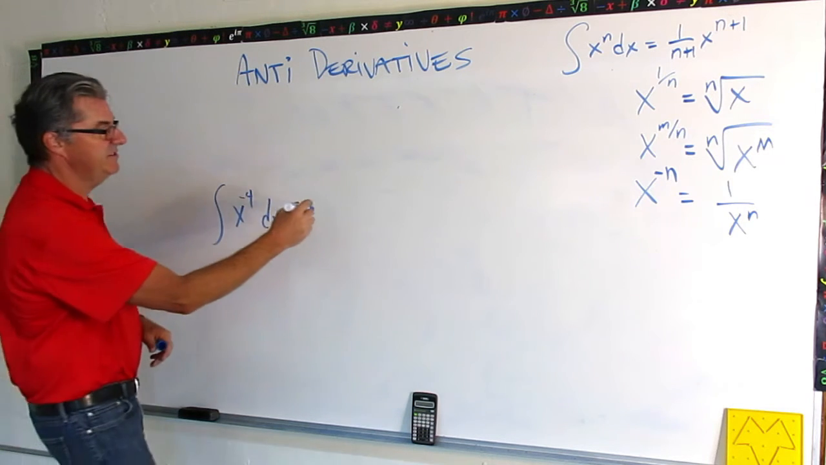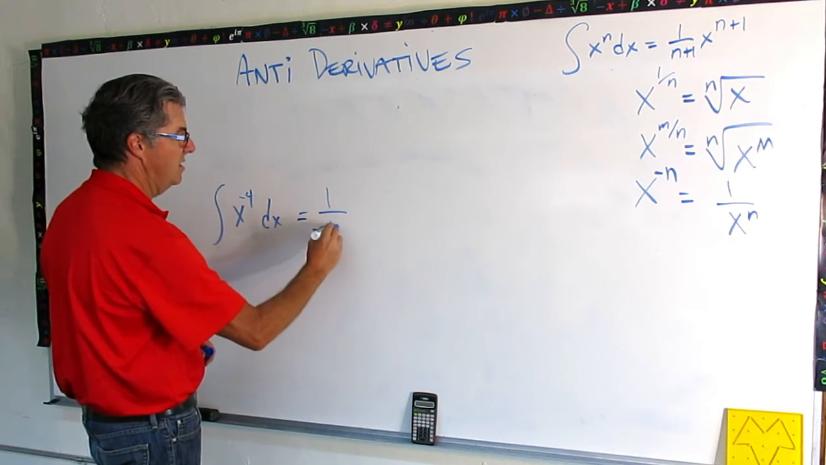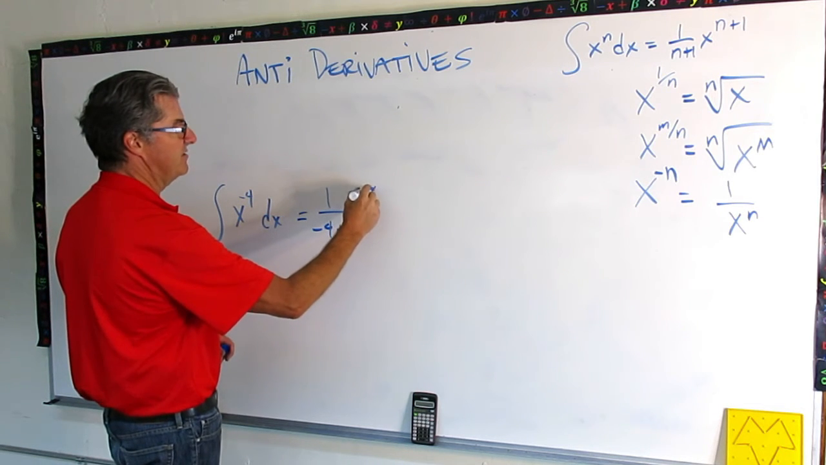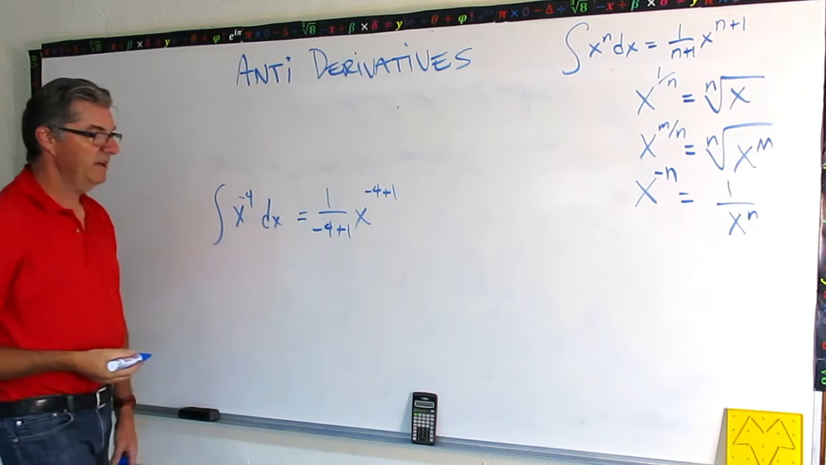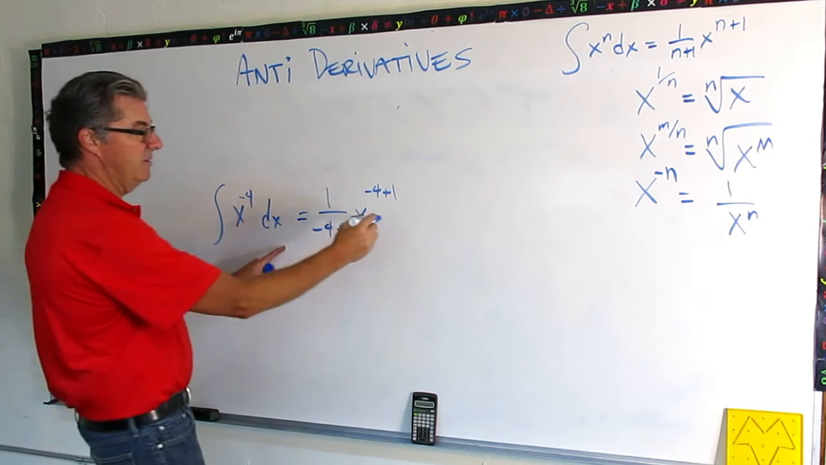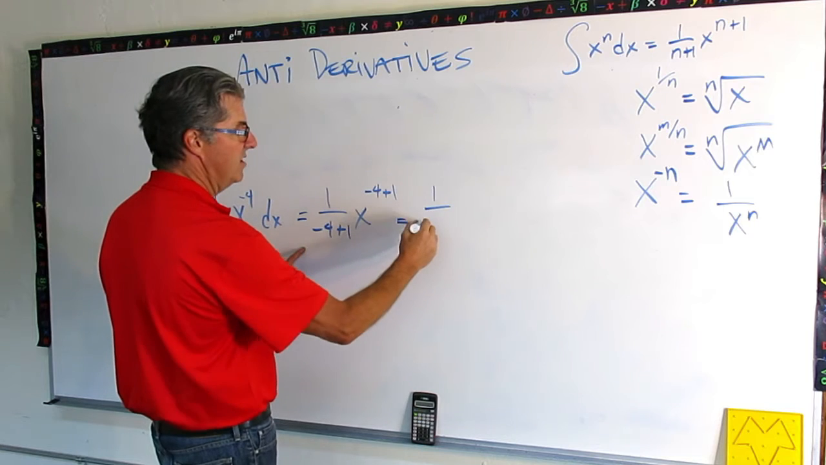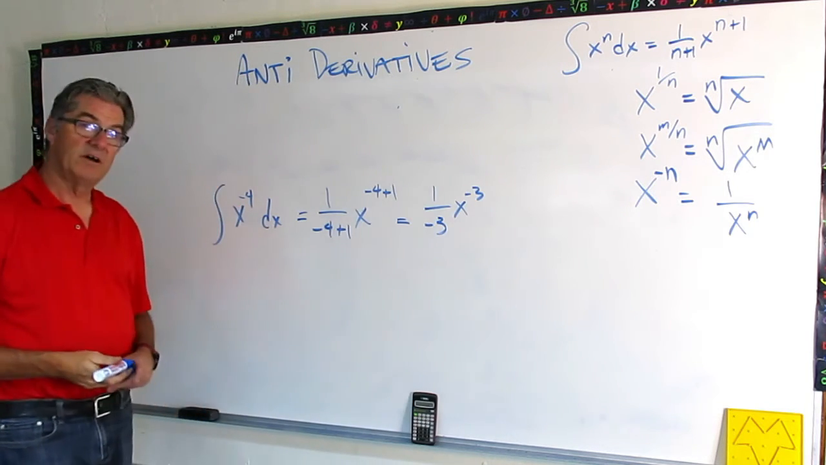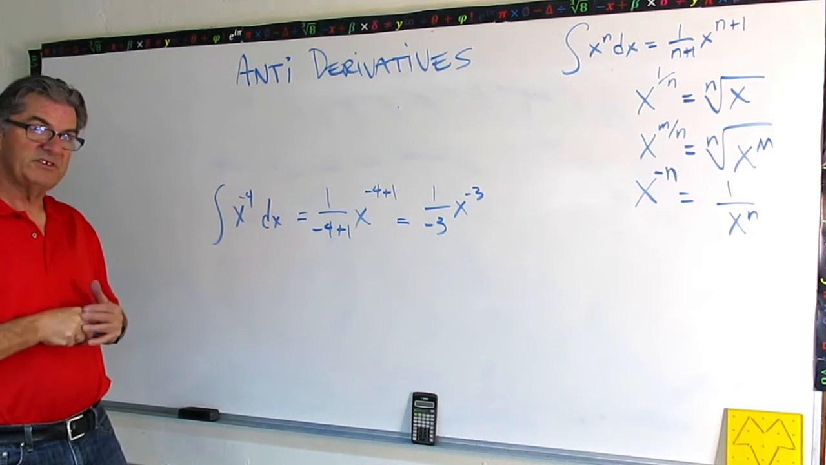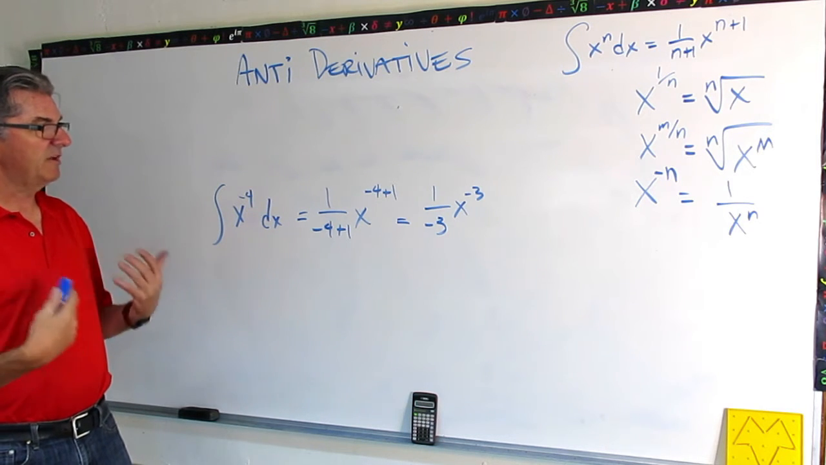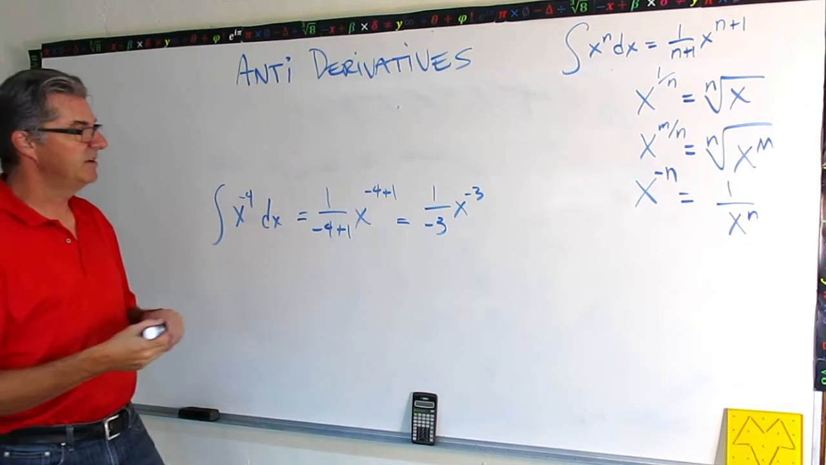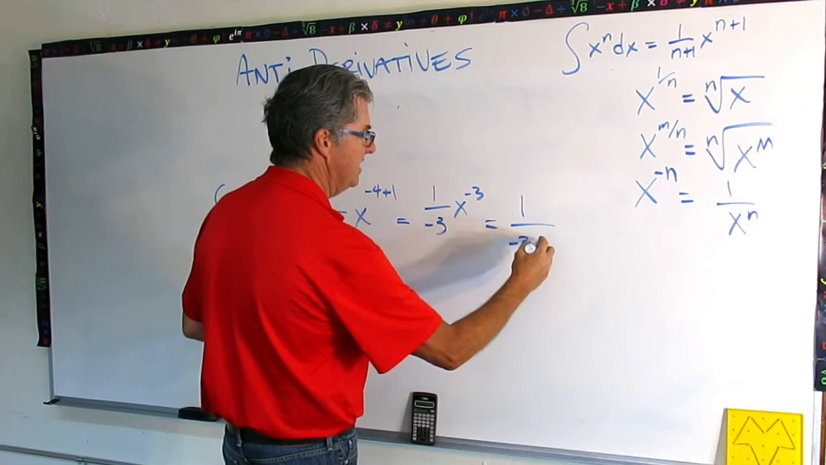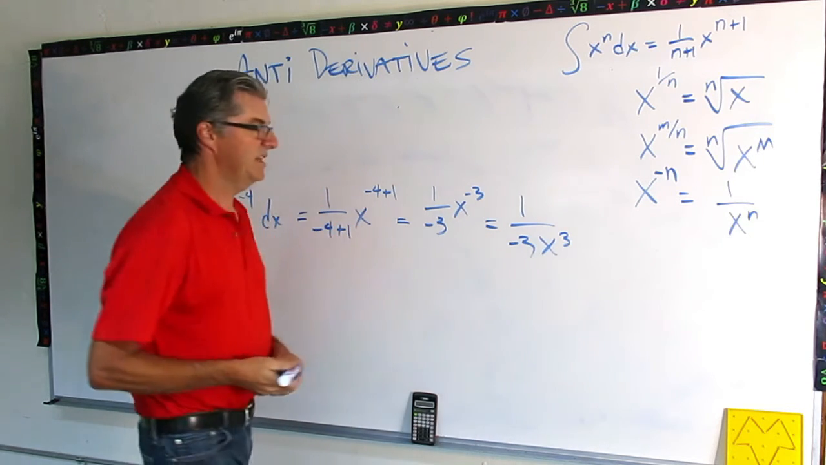We're going to go ahead and do our plug-in step. It's going to be 1 over -4 plus 1 times x to the -4 plus 1. Okay, I think this one's pretty straightforward. Now we're going to get 1 over -3 times x to the -3. Now, there's a convention we have with powers. We don't want negative powers. We want to convert that over to something that's only positive. So check this out. We're going to get 1 over -3x to the 3rd, just like that.